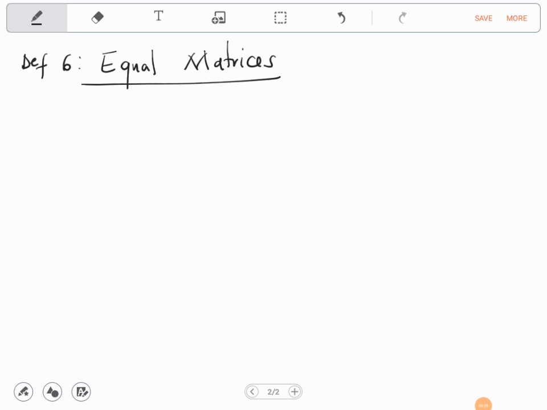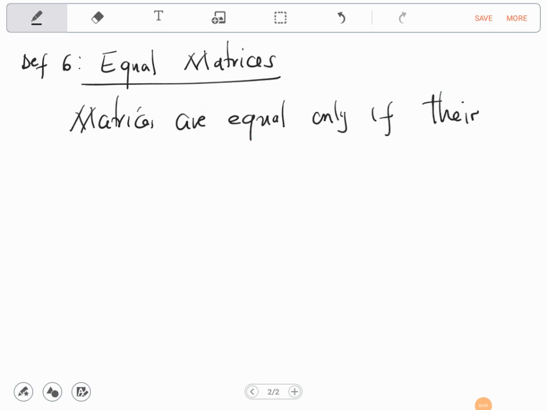Right. Definition number 6, we look at equal matrices. What do we mean by equal matrices? Two matrices are equal only if their corresponding elements are equal.